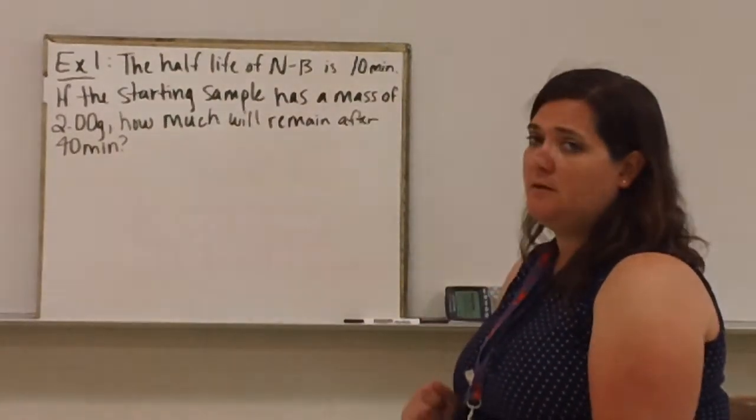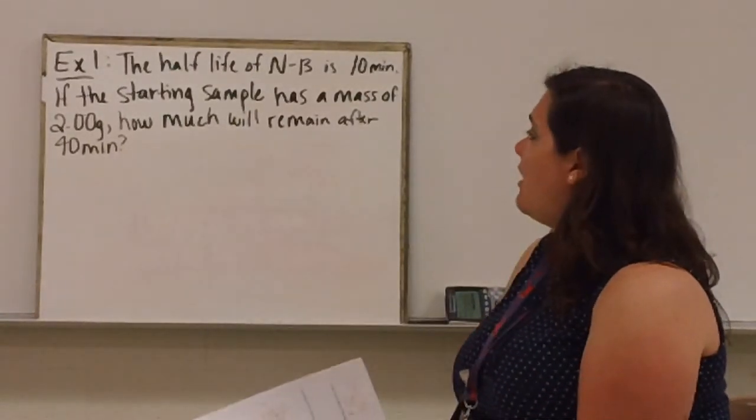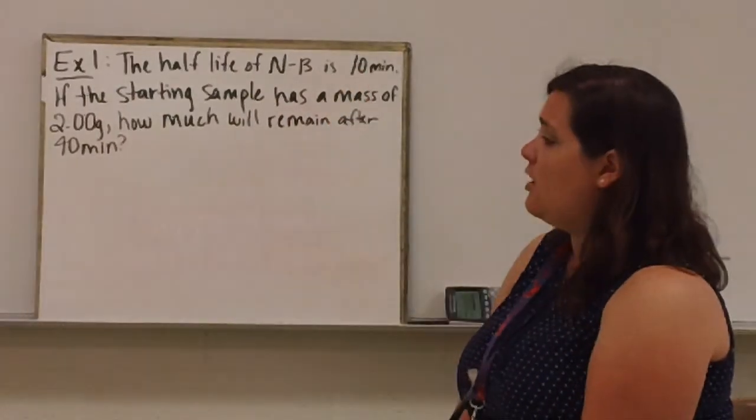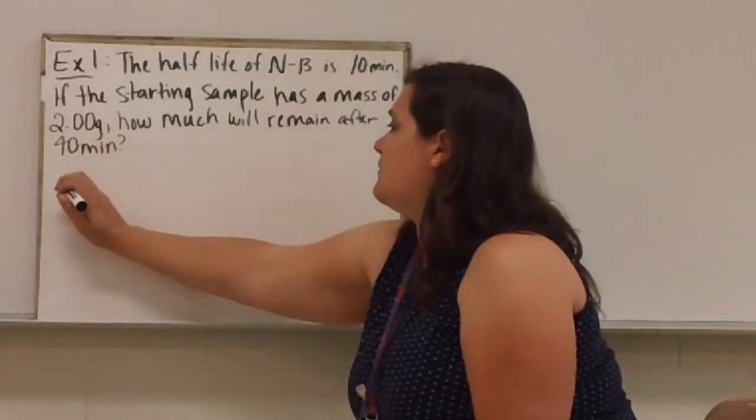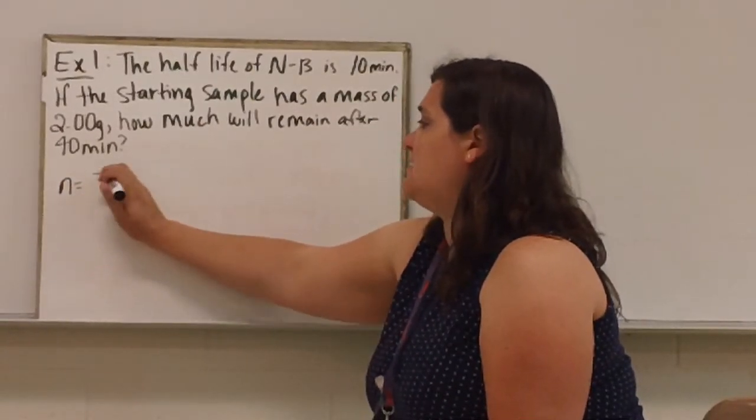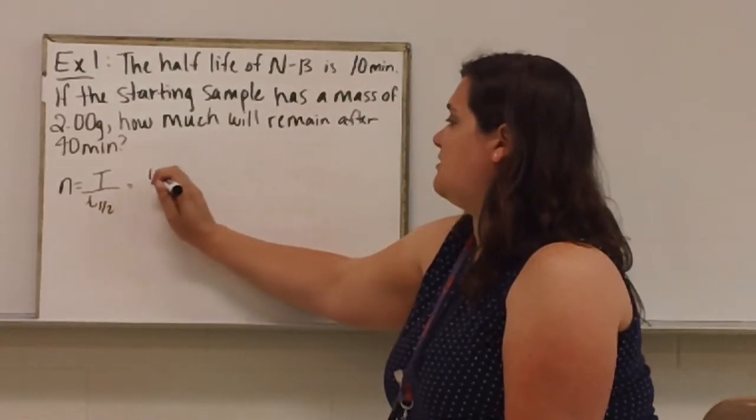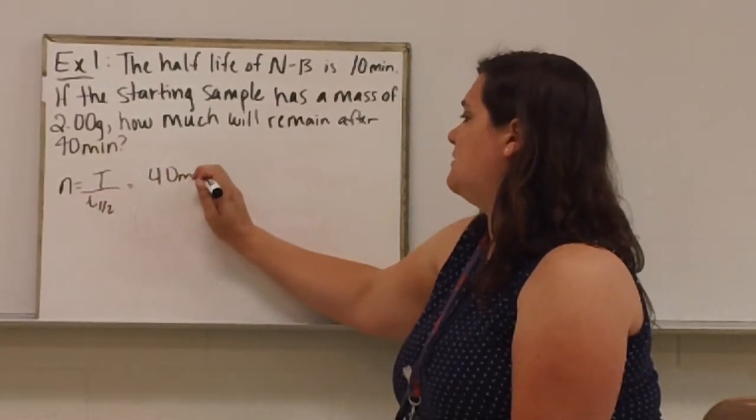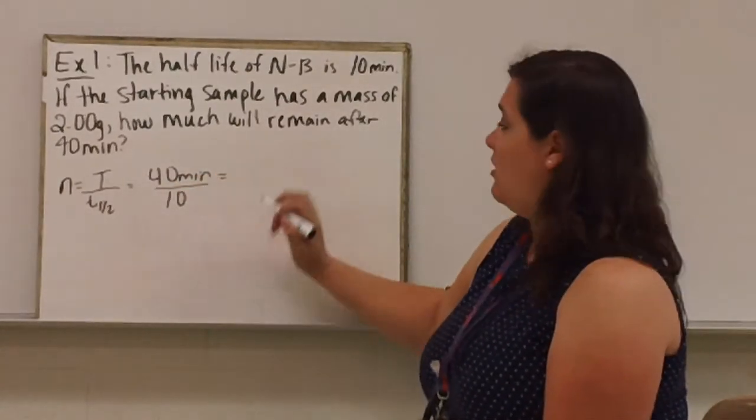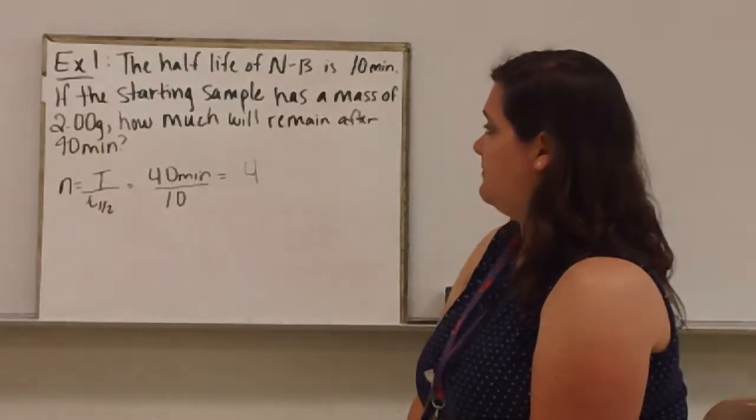So the first thing you always want to do is find your number of half-lives. In this case, we have time. We know our total time and we know our half-life time. So if you recall, I told you that the n, or number of half-lives, is equal to the total time divided by the half-life time. So in this case, our total time is 40 minutes. Our half-life time is 10. So how many half-lives are there? In this case, there are 4. It's an even number. Makes it a little bit easier.